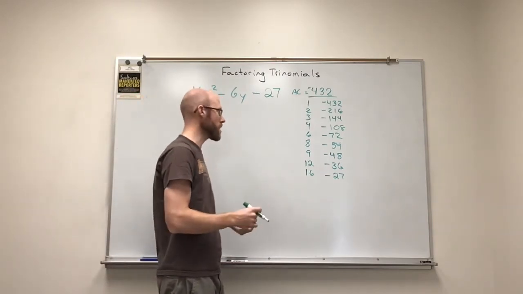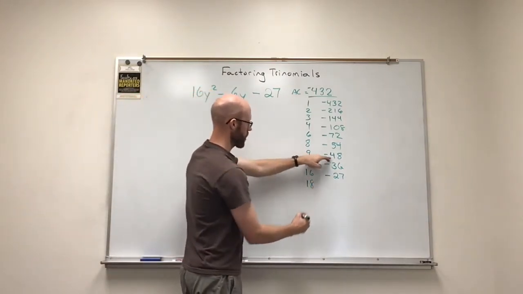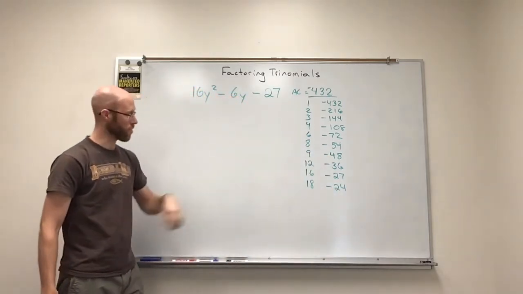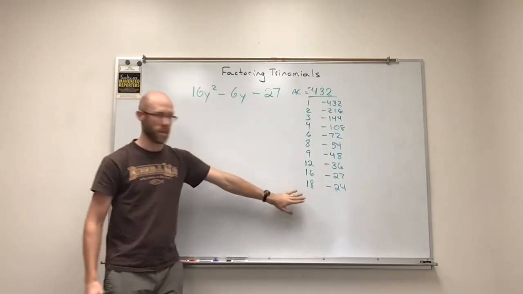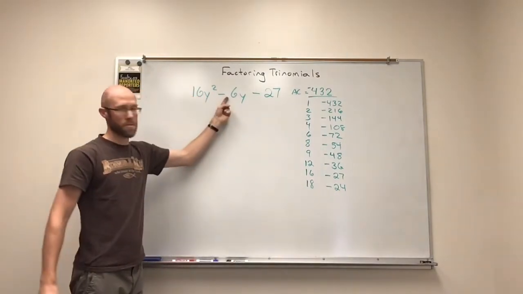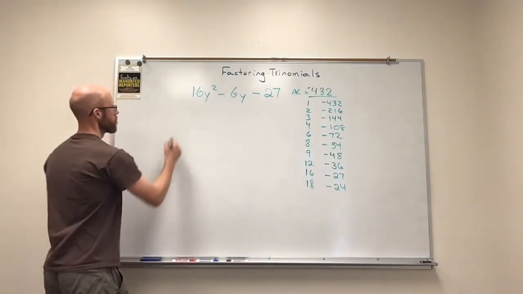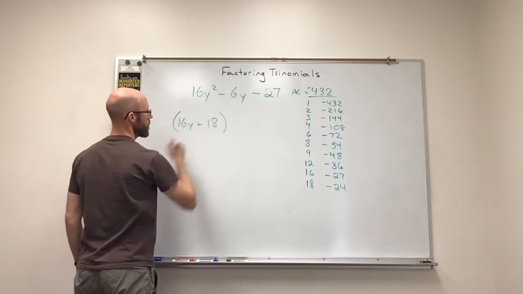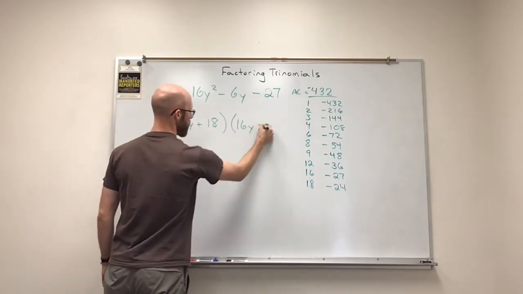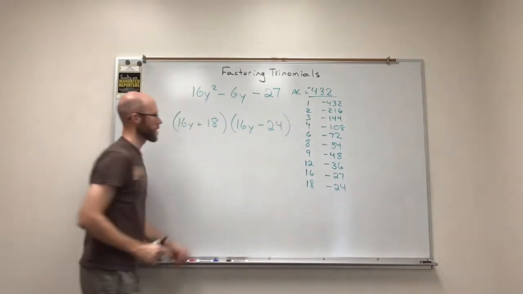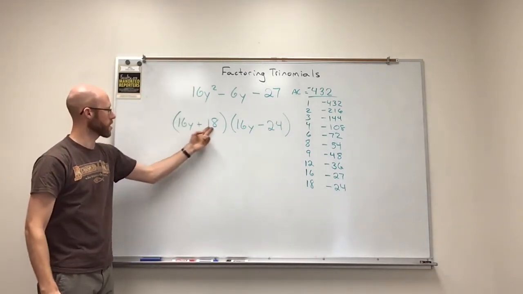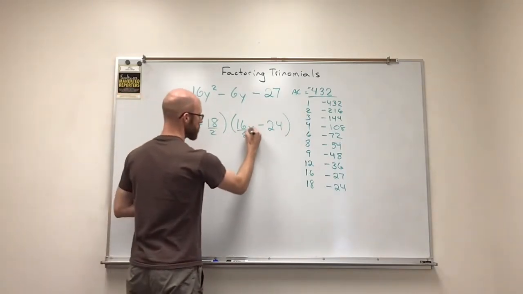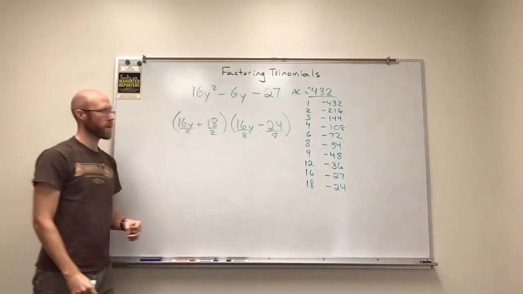17 won't work. 18 will. Cut that in half, that's negative 24, and I think that one's going to be the one we're looking for. I could keep going, but I don't need to. 18 with negative 24 gives me the negative 6, and so our parentheses are going to be 16y plus 18 and 16y minus 24. I'm then going to divide out the common factors, which here are just a 2 in the first set, and they're going to be an 8 in the second set, okay?